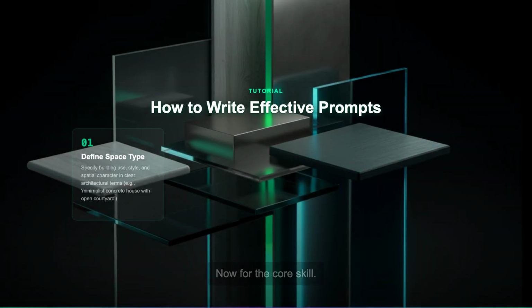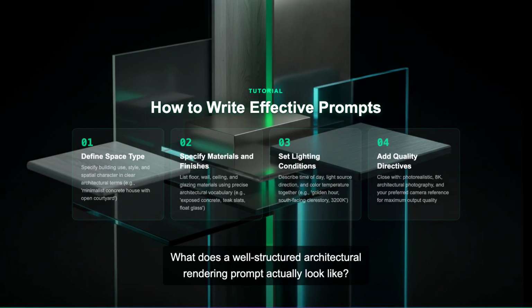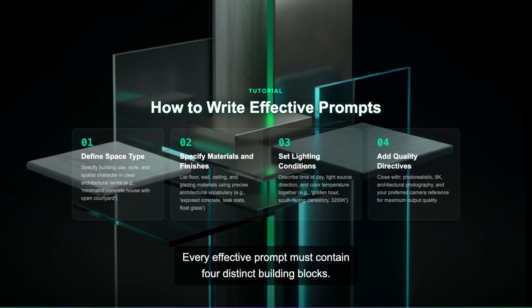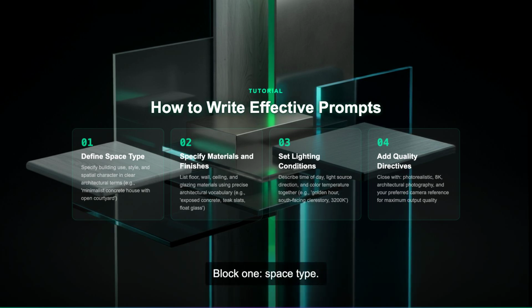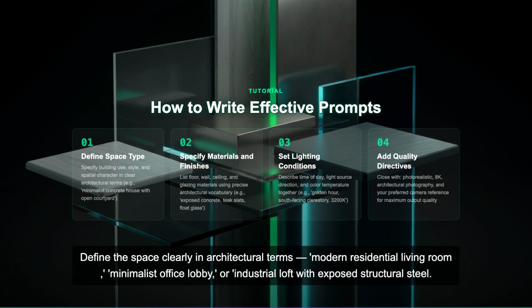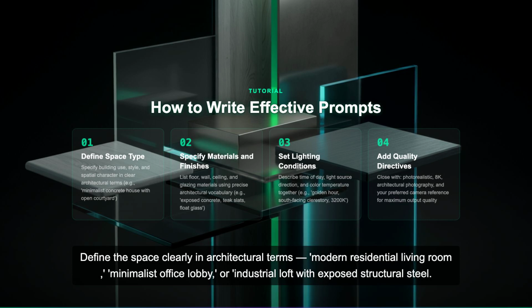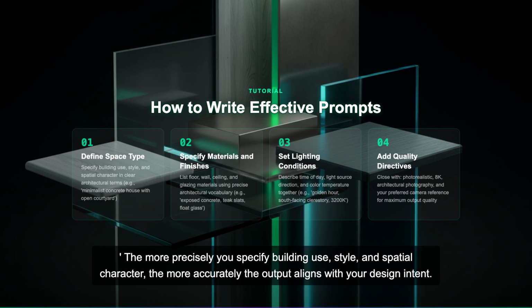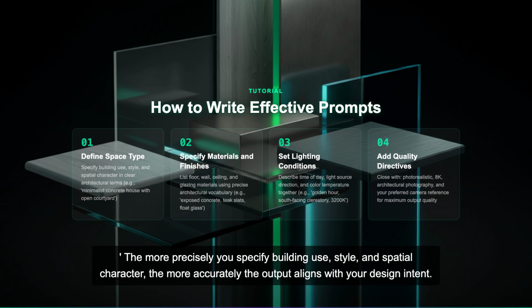Now for the core skill. What does a well-structured architectural rendering prompt actually look like? Every effective prompt must contain 4 distinct building blocks. Block 1, space type. Define the space clearly in architectural terms: modern residential living room, minimalist office lobby, or industrial loft with exposed structural steel. The more precisely you specify building use, style, and spatial character, the more accurately the output aligns with your design intent. Block 2, materials and finishes.